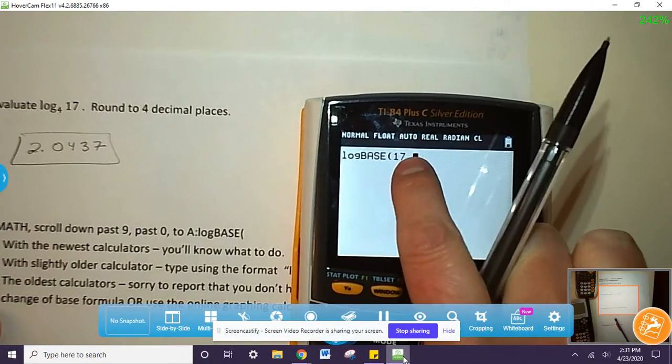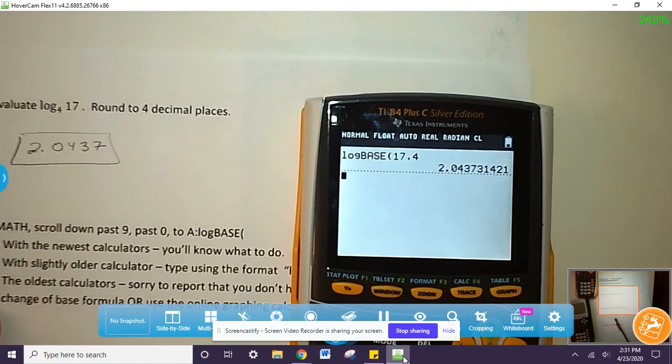Okay, so I put the input, what we're taking the log of, and then the base, and that'll give me the same answer that I had before. And then there's a third possibility.